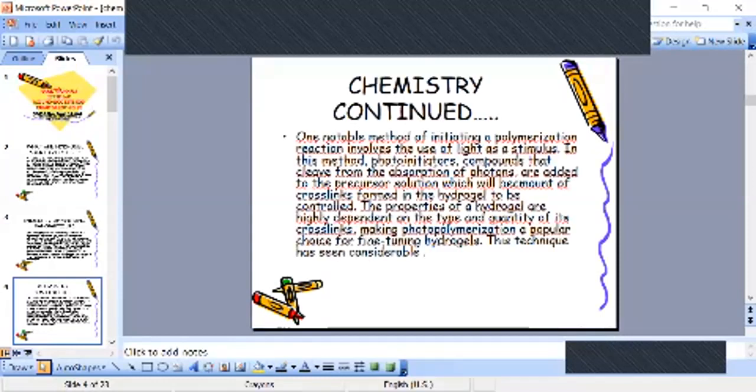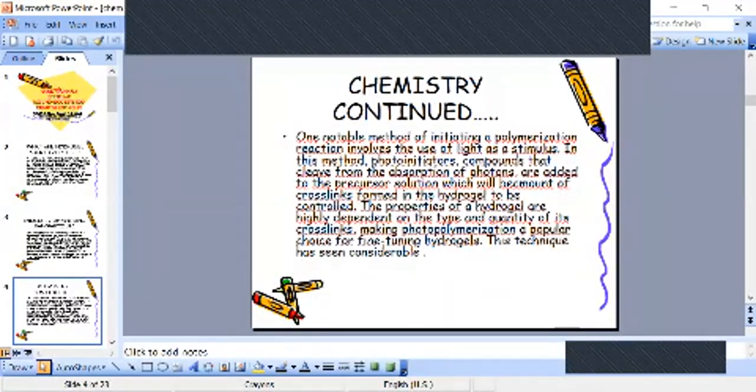One of the most developed methods of initiating a polymerization reaction involves the use of light as a stimulus. In this method, photoinitiator compounds that generate heat from the absorption of photons are added to the precursor solution, which will become the crosslinks formed in the hydrogel to be controlled. The properties of a hydrogel are highly dependent on the type and quantity of its crosslinks, making photopolymerization a popular choice for fine-tuning hydrogels. This technique has been considered.